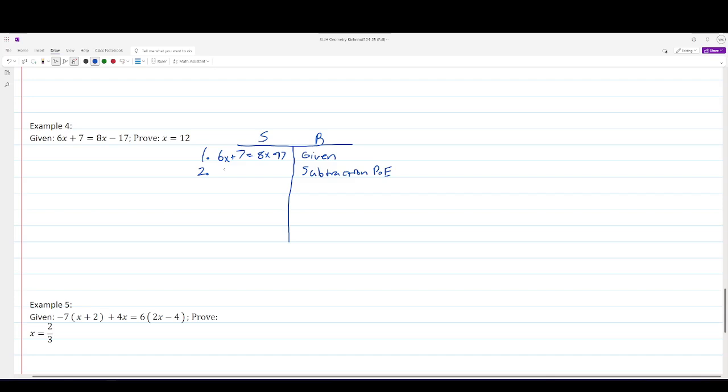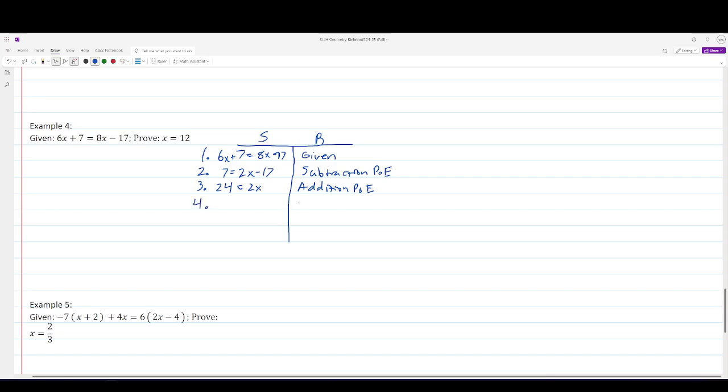So I'm going to subtract 6x from both sides and get 7 equals 2x minus 17. I was going to say, if you're adding more than one term, technically you could add two things at once. You could add 2x to both sides and add 7 to both sides if that were appropriate. But for simplicity and clarity, I'm just going to do this as 2 steps. So addition POE, we are going to add 17 to both sides, giving us 24 is equal to 2x.